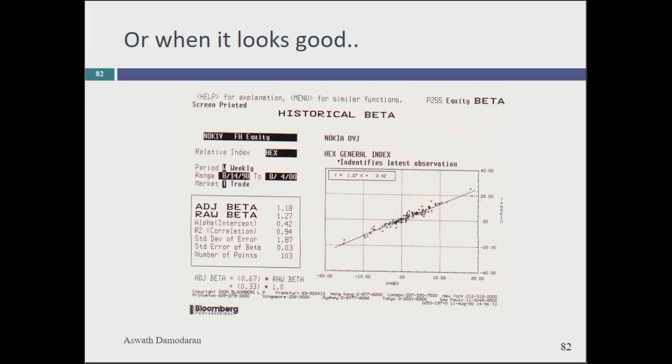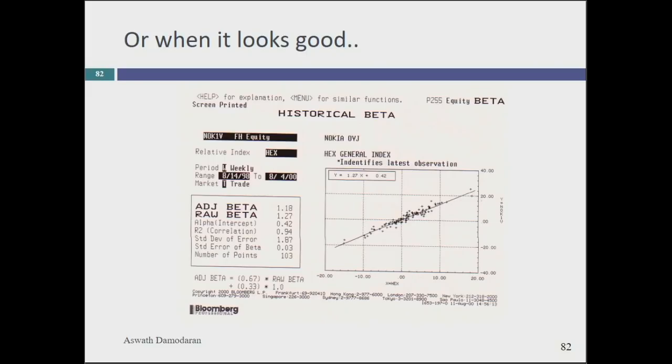But why does Nokia's beta look so good? What did it say the beta was? It's a regression of returns on the stock against returns on a market index. Notice how in a finance class they leave the market index kind of fuzzy. You go to Bloomberg, Bloomberg picks your stock, then it goes looking for a market index, and it is very parochial about the way it does it. In the case of Nokia, what is the market index?